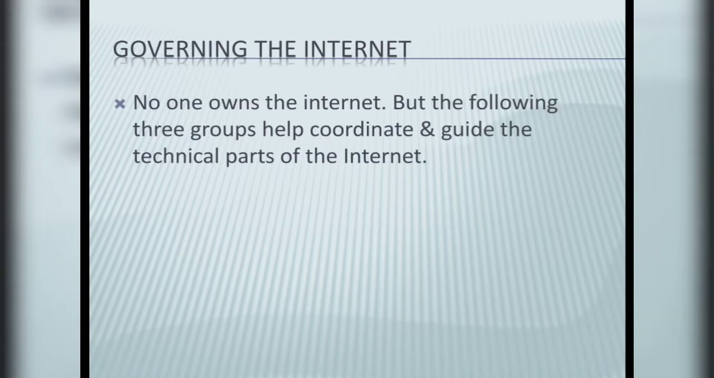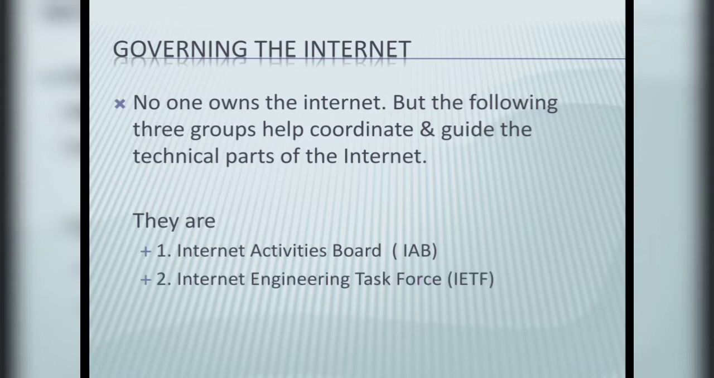Who is governing the internet? No one owns the internet. There is no owner. But the following three groups help coordinate and guide the technical parts of the internet. They are Internet Activities Board, which is known as IAB, Internet Engineering Task Force, IETF, and Internet Research Task Force, IRTF. Voluntarily, these three parts help to coordinate, guide the technical parts of the internet.